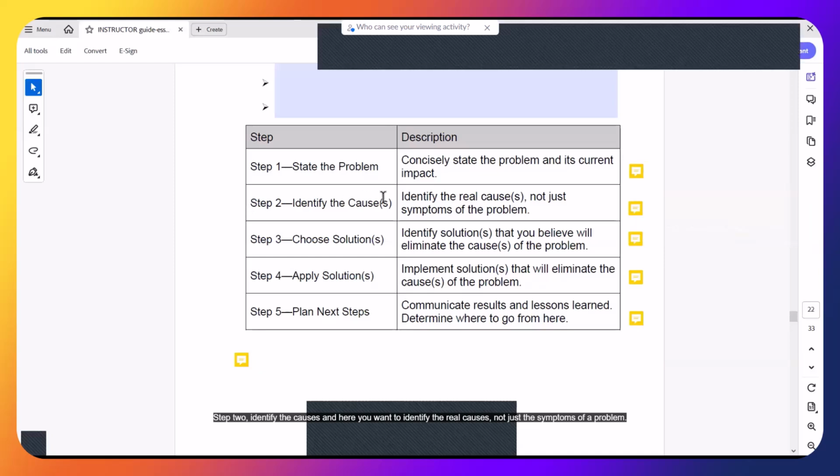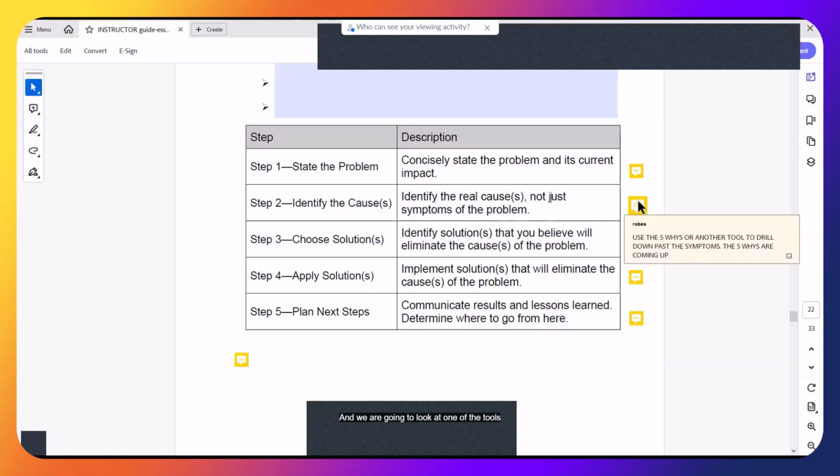Step two, identify the causes. And here you want to identify the real causes, not just the symptoms of a problem. And we are going to look at one of the tools for root cause analysis called the 5 whys in just a moment. Step three, choose a solution.